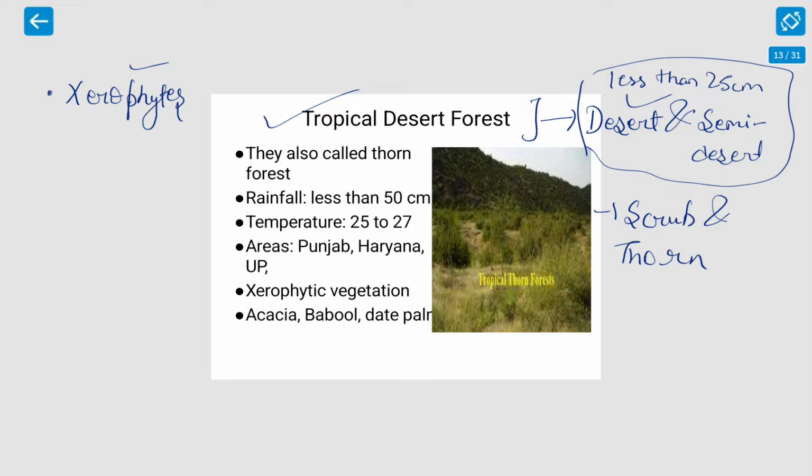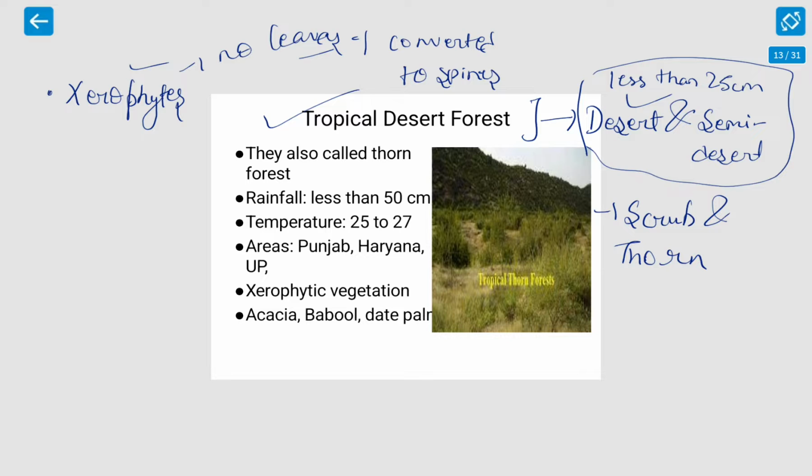That is, they have very thin leaves or no leaves. Okay, they don't have leaves. Their leaves get converted to spines. You know why they convert to spines? Because when there are more leaves, there will be more loss of water by transpiration. To reduce the loss of water by transpiration, leaves get converted to spines, and that is the reason.